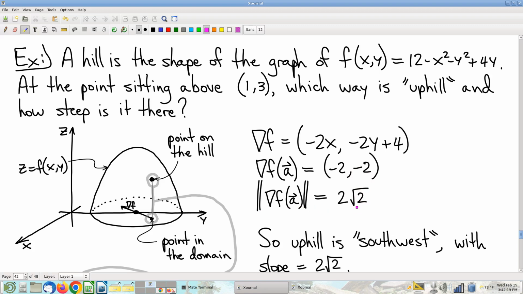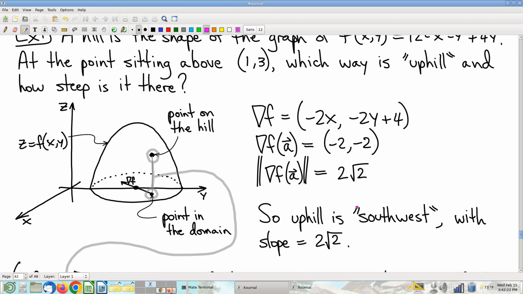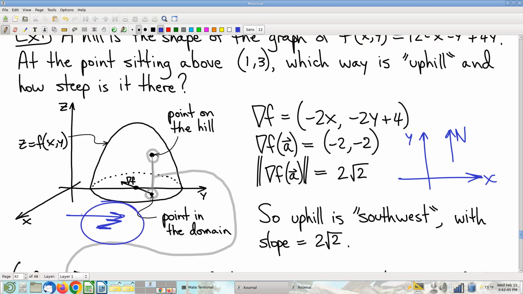Typically, when you think about the XY axis system, we think of y as being north, and x as being east. With that point of view in mind, there's the positive direction of y right there. So this is north, and if that's north, then this direction here is southwest. Does that make sense? Just map coordinates, yeah.